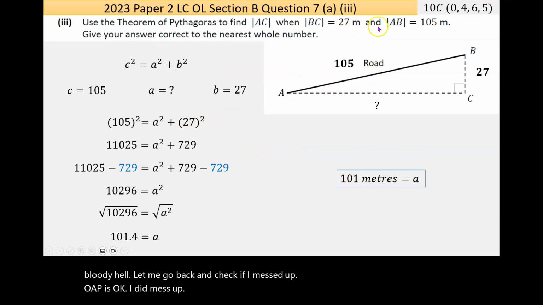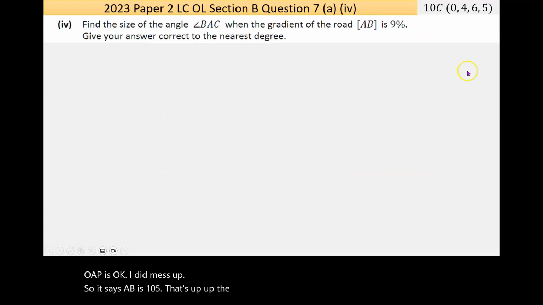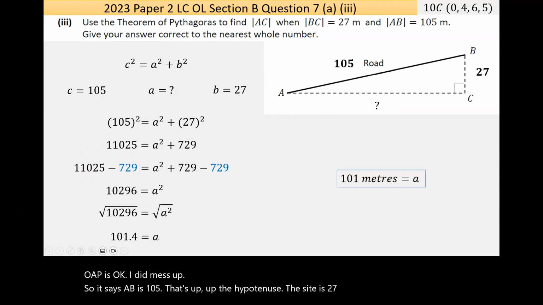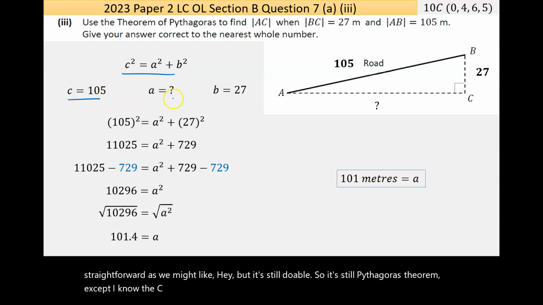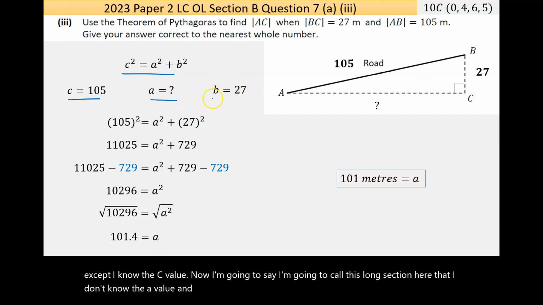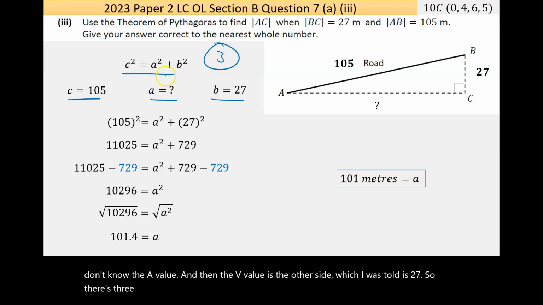So it says here AB is 105, that's up the hypotenuse. The side here is 27. So it's not going to be as straightforward as we might like, okay, but it's still doable. So it's still Pythagoras' theorem, except I know the C value. Now I'm going to call this long section here that I don't know the A value, and then the B value is the other side, which I was told is 27. So there's 3 unknowns in the formula. I know 2 of the 3, therefore it is solvable. It's just a matter of substituting the numbers in.